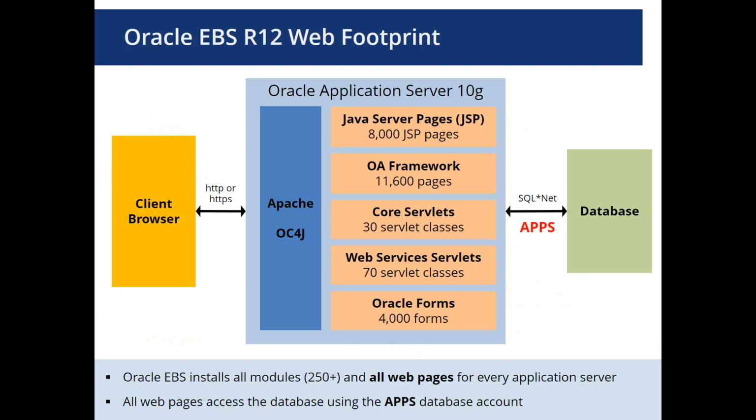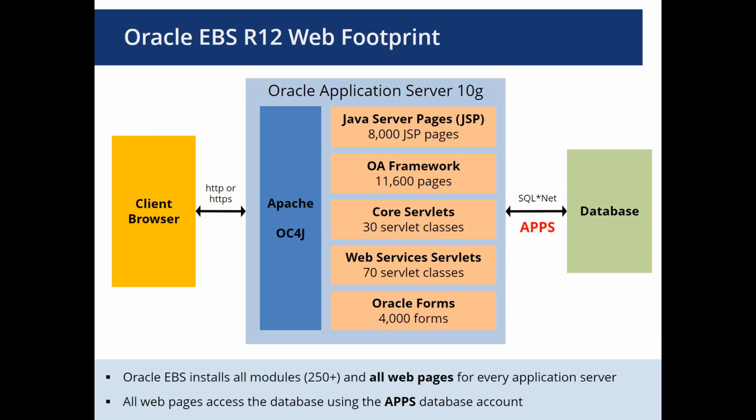So there's something called Java Server Pages, and there's about 8,000 Java Server Pages in the application. OA Framework is the Oracle Applications Framework, which is a robust web application framework developed by Oracle, and there's about 11 to 12,000 OA Framework pages. And then there's a couple other technologies used within the Oracle Business Suite web application, one being servlets and then also web services. So there's many different things going on within the application.